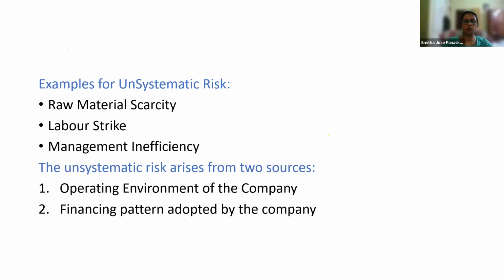Okay, these are the two reasons for unsystematic risk. And unsystematic risk is firm specific, and the reasons for unsystematic risk are the operating environment of the company and the financing pattern of the company. Are there any doubts here? Shall I continue?